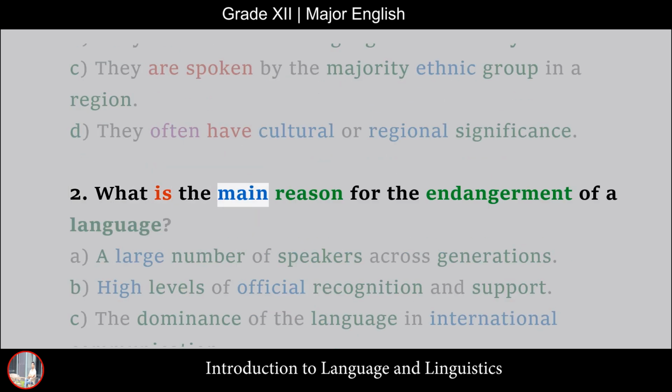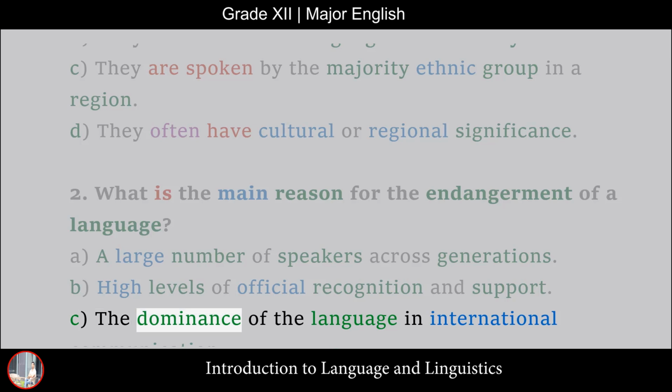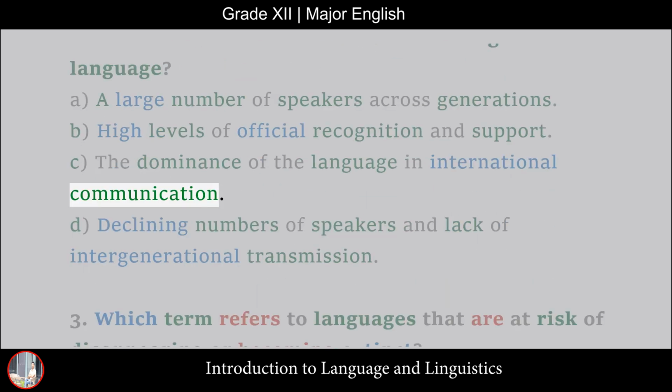2. What is the main reason for the endangerment of a language? A. A large number of speakers across generations. B. High levels of official recognition and support. C. The dominance of the language in international communication. D. Declining numbers of speakers and lack of intergenerational transmission.